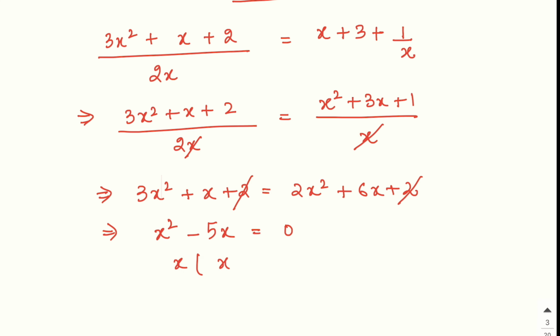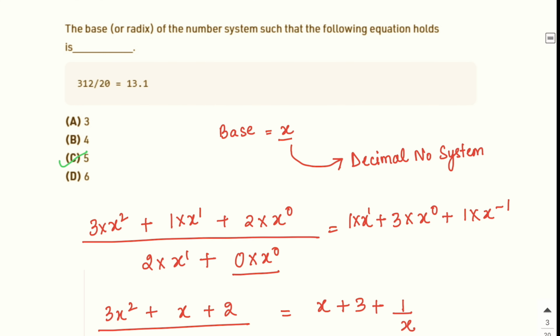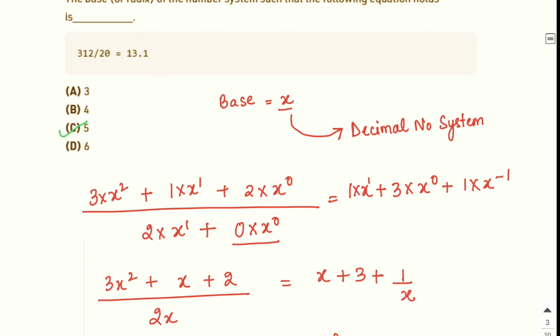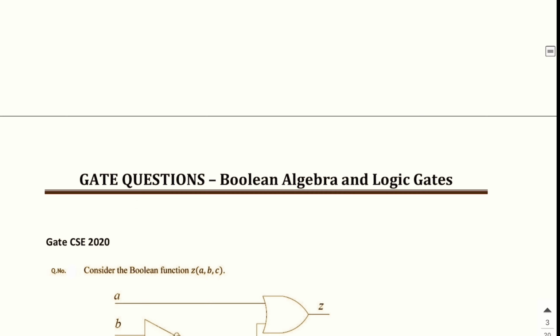So this gives me that one of the possible values of x is either x is 0 or x equal to 5. So I know that my number system base cannot be 0. So definitely the answer to my question is x equal to 5. So hence the answer is C. So in this way, any question that is based on the number system where you have different bases, you can just reach the answer by converting them to the decimal number system. Let's move to the next question.